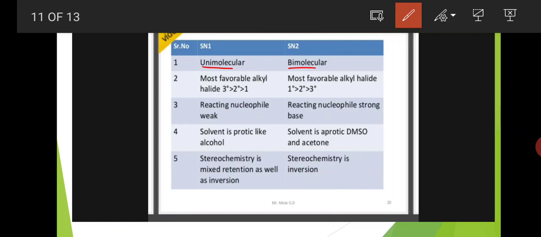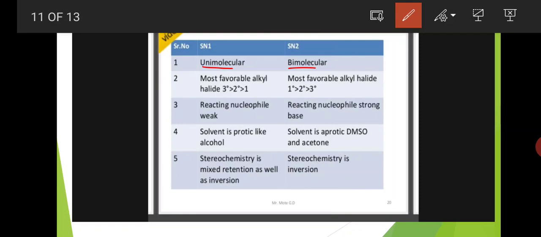Here the difference is clear. In SN1 the most favorable alkyl halide is tertiary; in SN2 it is primary. The third difference is that in SN1 the reacting nucleophile is weak, but in SN2 the reacting nucleophile is a strong base.